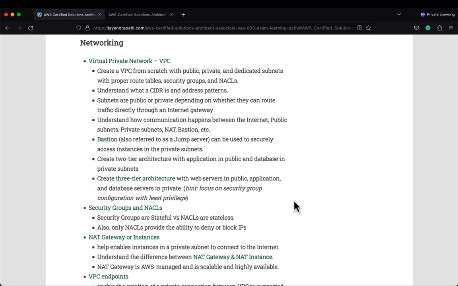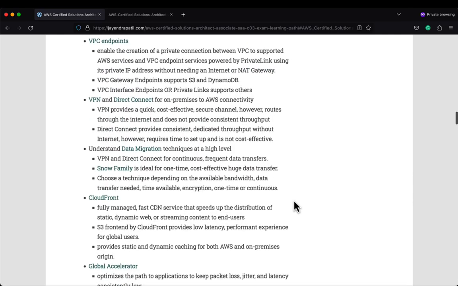Internet Gateway facilitates incoming traffic to the VPC, while NAT gateways and egress-only gateways facilitate outgoing traffic from private instances to the Internet. NAT gateways are for IPv4 and egress-only gateways for IPv6 traffic. VPC endpoints, either interface or gateway, help provide private connection between VPC and supported AWS services. VPN and Direct Connect provide connectivity between AWS and on-premises resources.